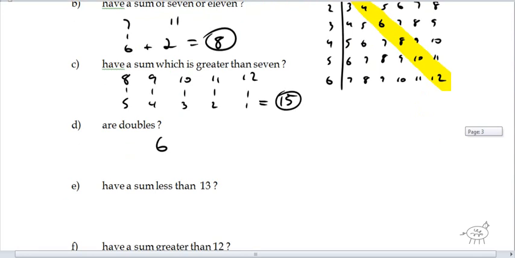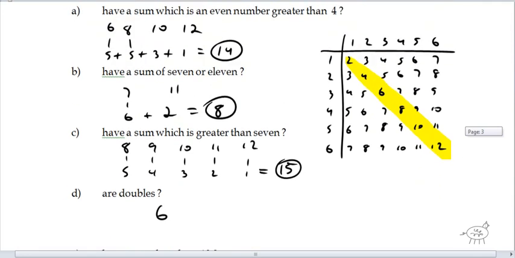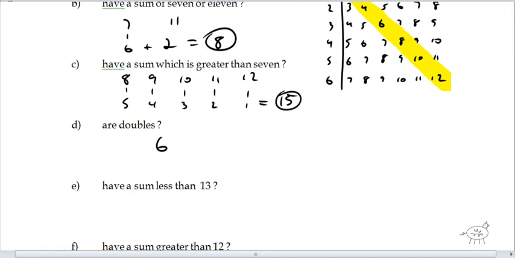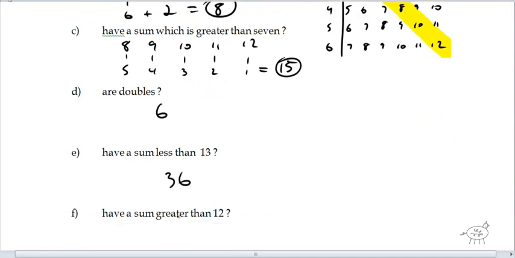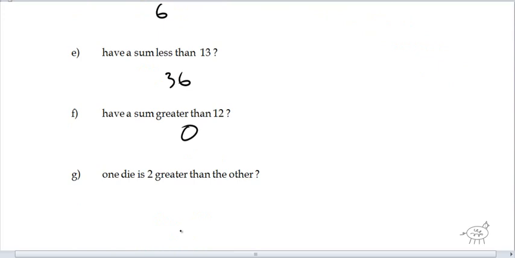Have a sum that is less than 13. Well, if you look at the chart, aren't they all less than 13? So that means all 36 are less than 13. And have a sum greater than 12. Well, there are none of them. So it's 0.